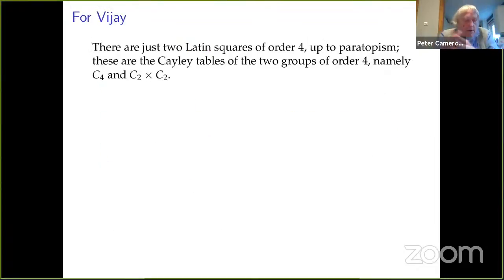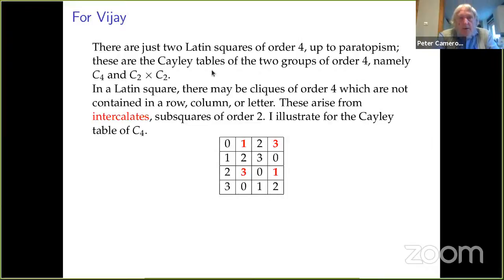But okay, so I did promise to get to this point to tell Vijay something. So Vijay, I hope you're listening. There are two Latin squares of order 4. They're the Cayley tables of the two groups of order 4, namely the cyclic group and C2 cross C2. So that will give us two-dimensional diagonal semilattices, or Latin square graphs, if you like. So this is one of the exceptional cases.